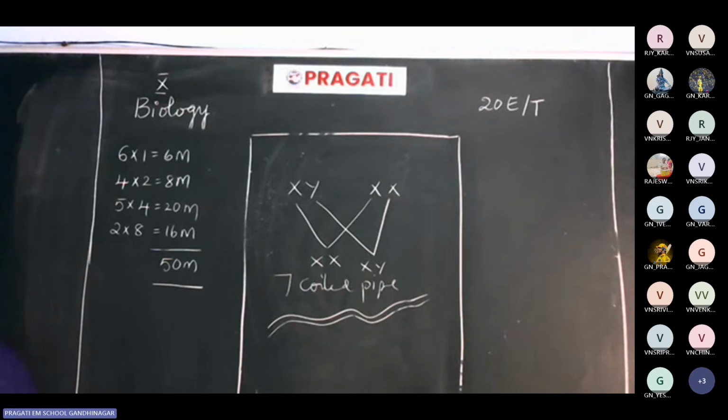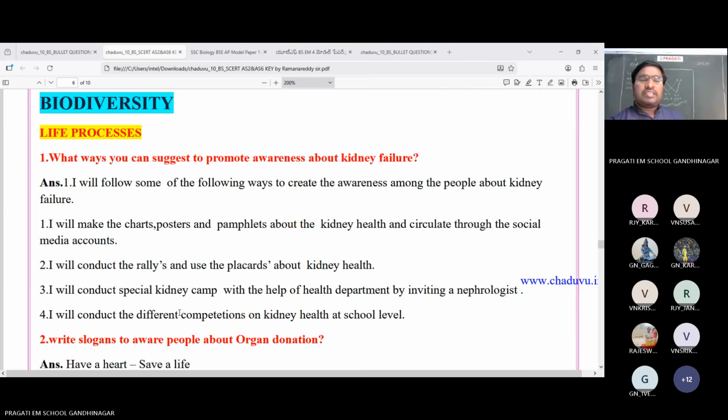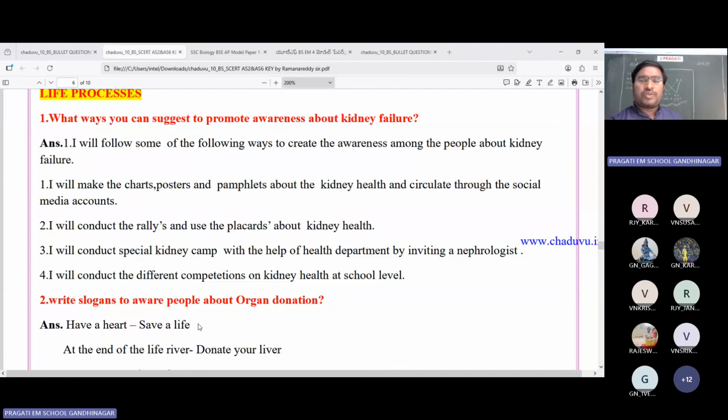Next, based on the weightage, A6, academic standard 6 question, application to daily life concern to biodiversity in the life process lesson. See, children, these are the important questions.